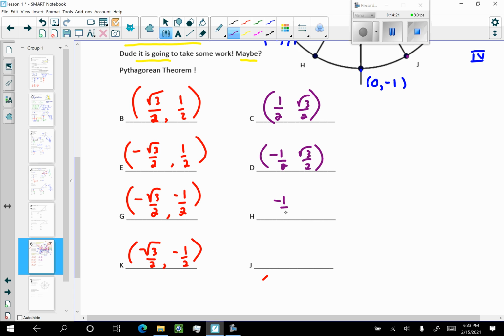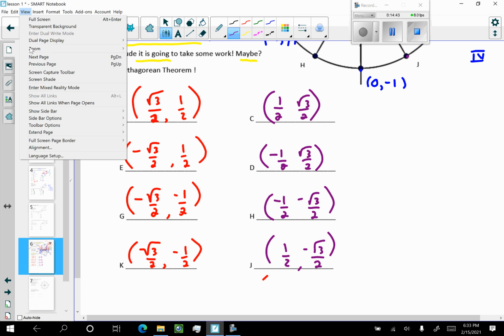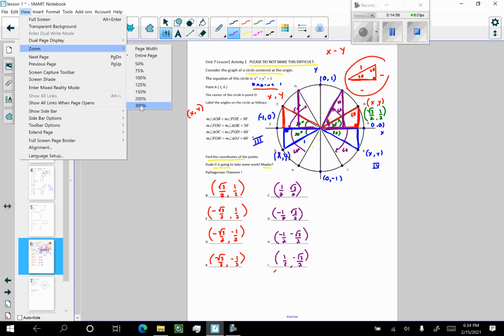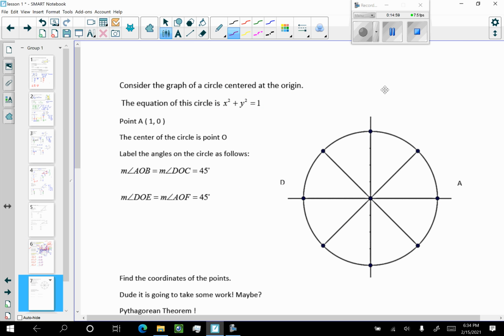Both negative. We're in quadrant 3. Quadrant 4, x positive, y negative. Okay. Pause the video. Zoom out. Pause the video. Okay. Let's do the last page of this particular activity. Let's zoom out. Go to the next page, and here we go.